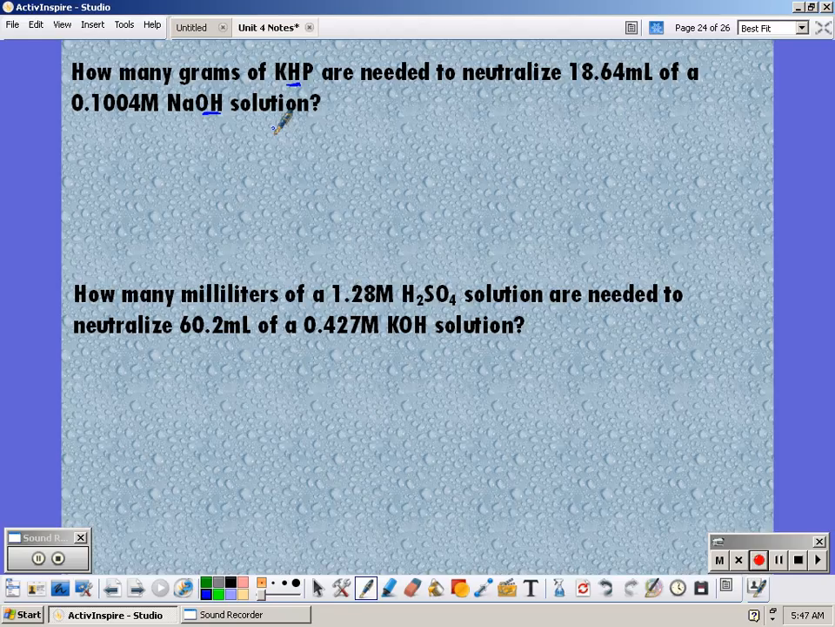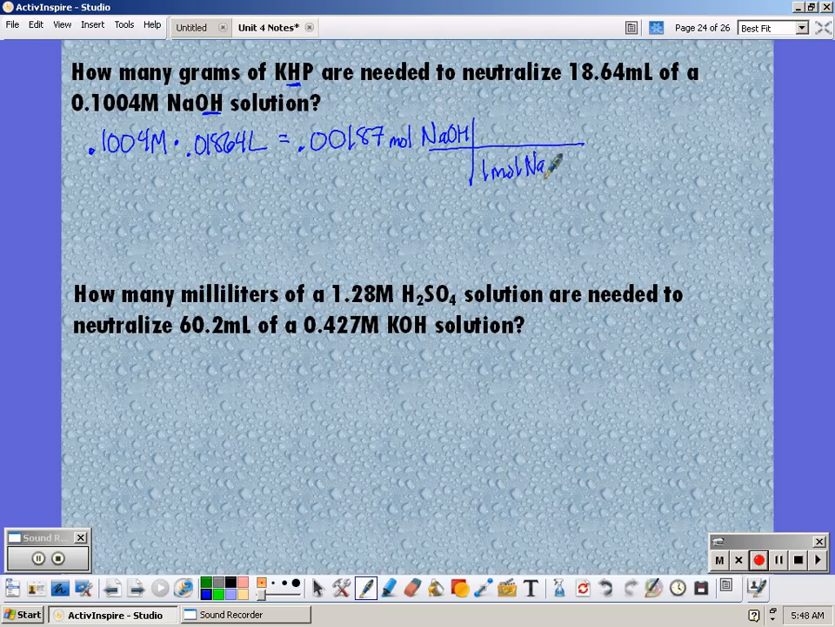So I can figure out the moles of my NaOH by multiplying, because we know molarity is moles per liter, and then because we know it's a 1-to-1 ratio, I know that I have the same number of moles of KHP. And then all I need to do is convert it to grams.